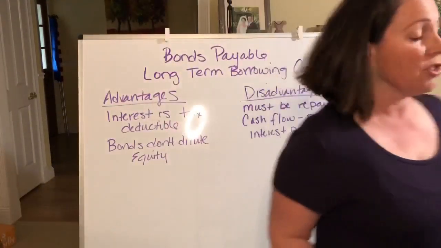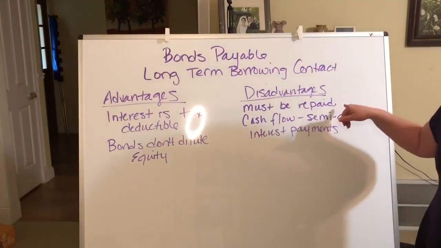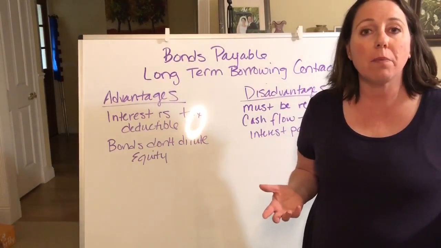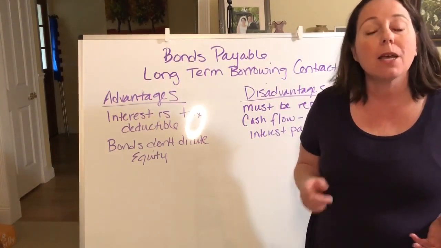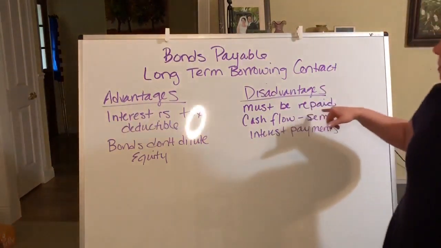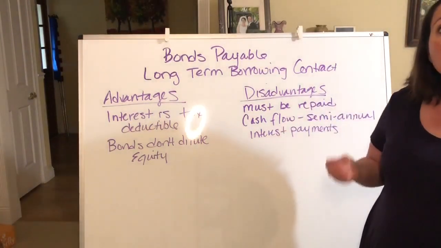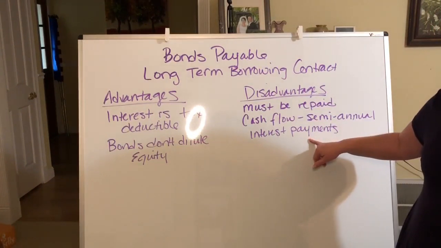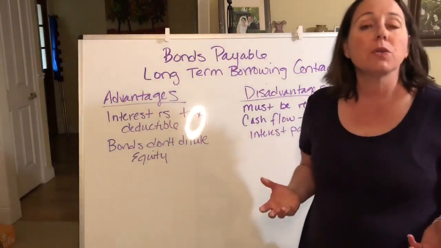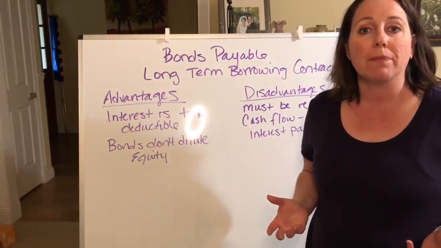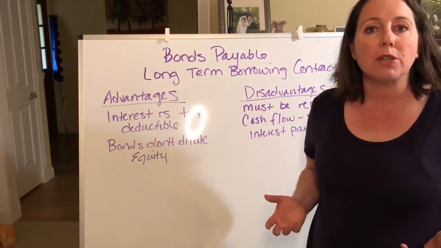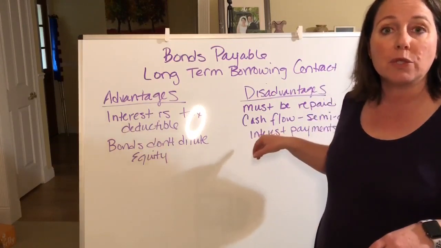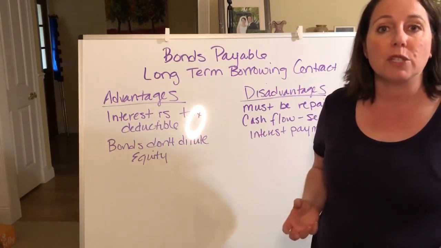Now for the disadvantages. The bonds have to be repaid. With equity, when someone buys stock in your company, they're hoping they'll get their money back, but it's not guaranteed. A bond is a legal contract and it must be repaid. Also, your cash flow is going to be impacted by bonds because most come with a semi-annual interest payment. There are probably other payment terms, but for this class, we're only going to talk about semi-annual interest payments, meaning we're going to pay interest twice a year.